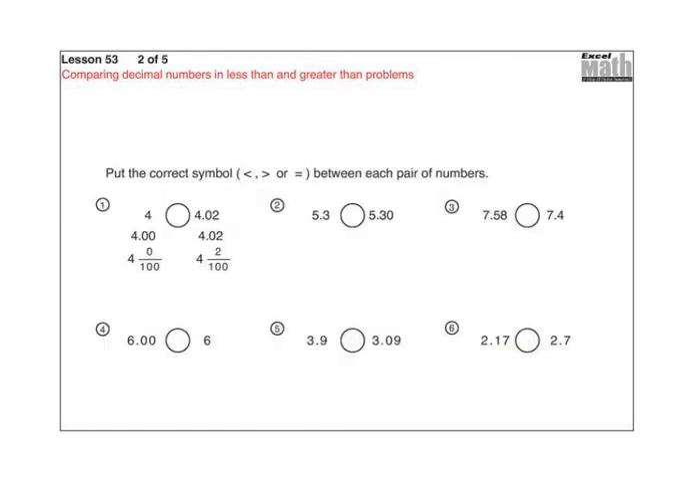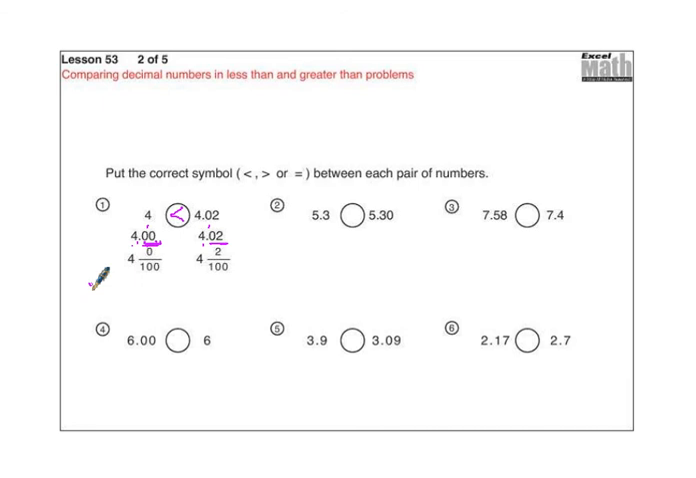All right, let's keep going. Put the correct symbol between each pair of numbers. We have 4 being compared to 4.02. Well, 4 is equal to 4.00, and 4.02 is equal to 4.02. And you have 0 after the decimal point and 2 after the decimal point there. So obviously the 2 is bigger than nothing. So we put the crocodile eating the bigger number.